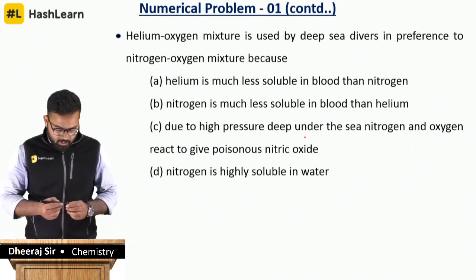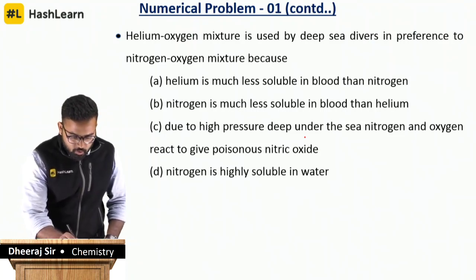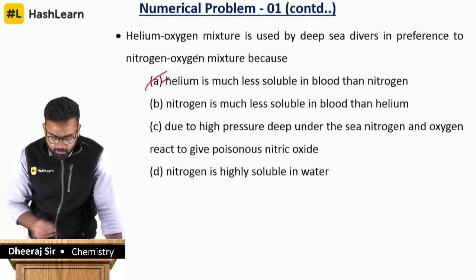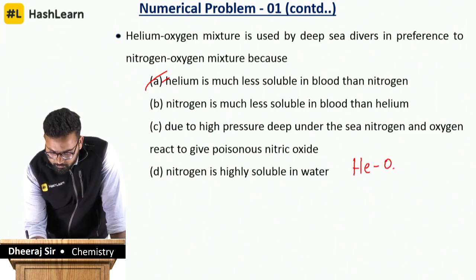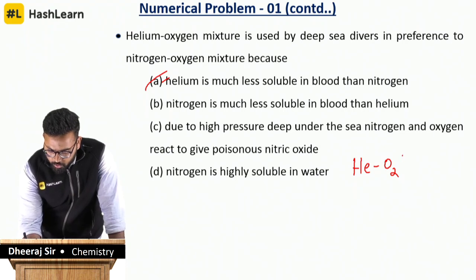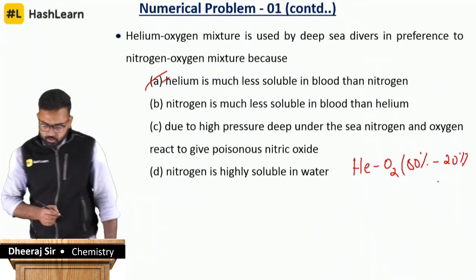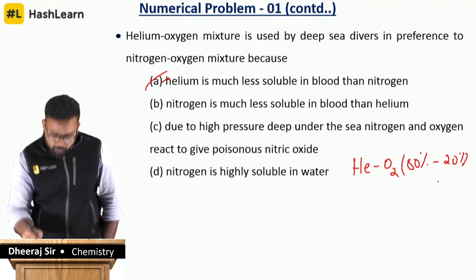Guys, remember, it's a simple yet very important question. If you look at the question, it has to be option A. If you take a mixture of helium and oxygen, it has to be helium and oxygen. This can be another probable question: in what ratio? It has to be 80:20. A mixture of helium and oxygen is used by deep sea divers for artificial respiration.